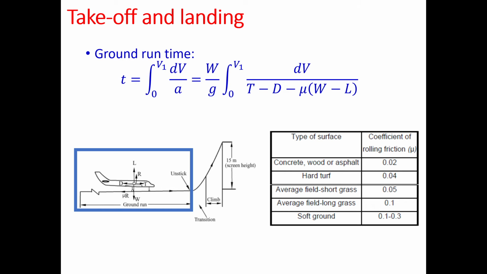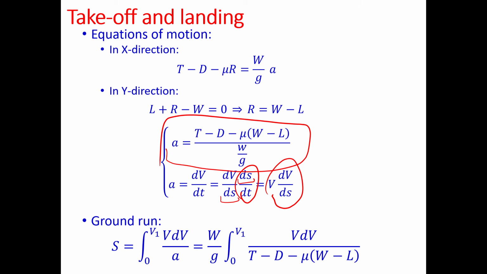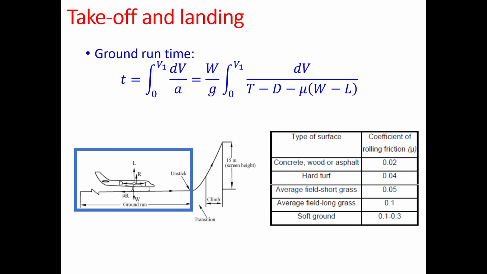We can also do another analysis. We can try to find the ground run time. Essentially, to do so, we are going to use this part of the acceleration definition. Okay, using that, you can find the time it takes to get from here to here for a specific aircraft at a specific velocity. You can find that.